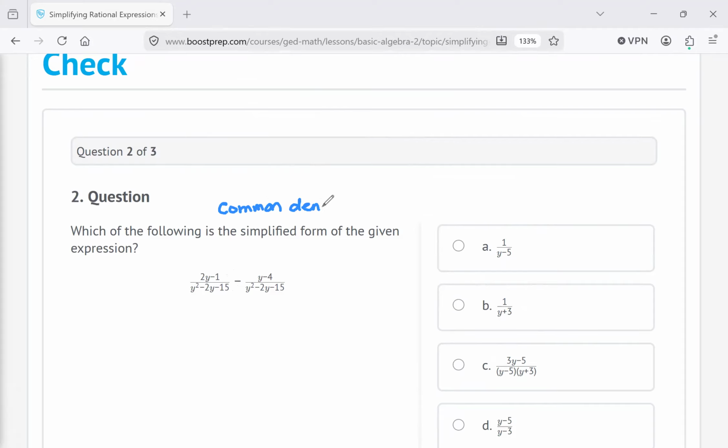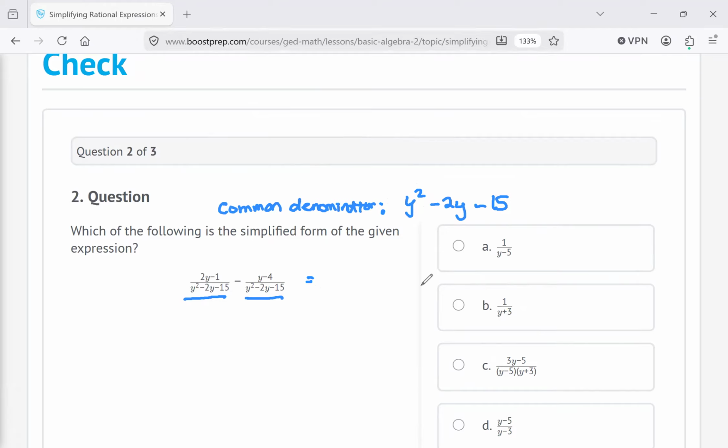So how do you find the common denominator of a rational expression? Just look at the bottom denominators. On this side, we have y squared minus 2y minus 15, and on this side, we have y squared minus 2y minus 15. The good news is they're exactly the same. Sometimes it won't be that nice, but since they're exactly the same, that is your common denominator. So our common denominator is y squared minus 2y minus 15, right?